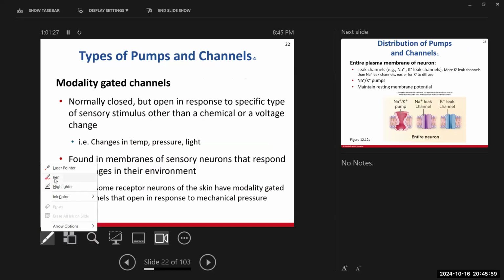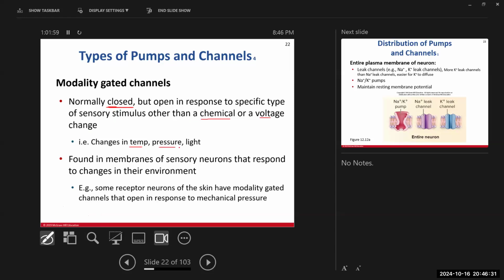And again, most of these gated channels are normally going to be closed, and some sort of stimulus is going to trigger the opening of those channels. We just saw in a voltage gated channel, it was a change in the voltage. In the chemically gated channel, a neurotransmitter was needed. Modality gated channels need something other than a chemical or a voltage change. It can be, and we'll talk more about this in chapter 16, a change in temperature.